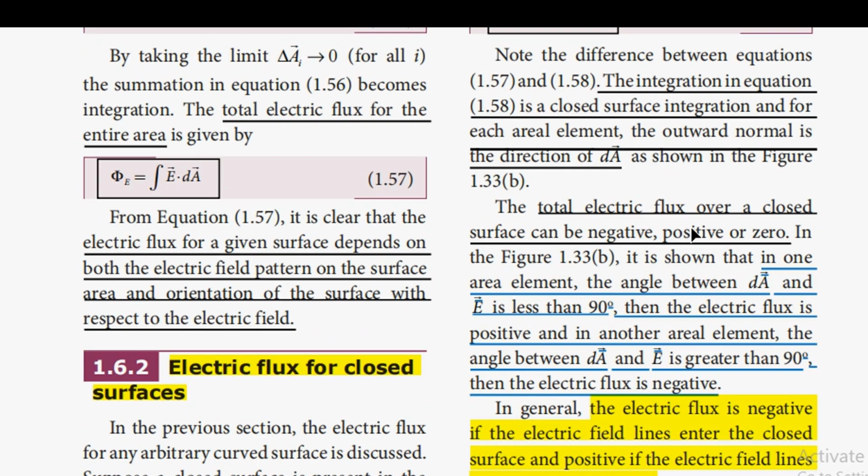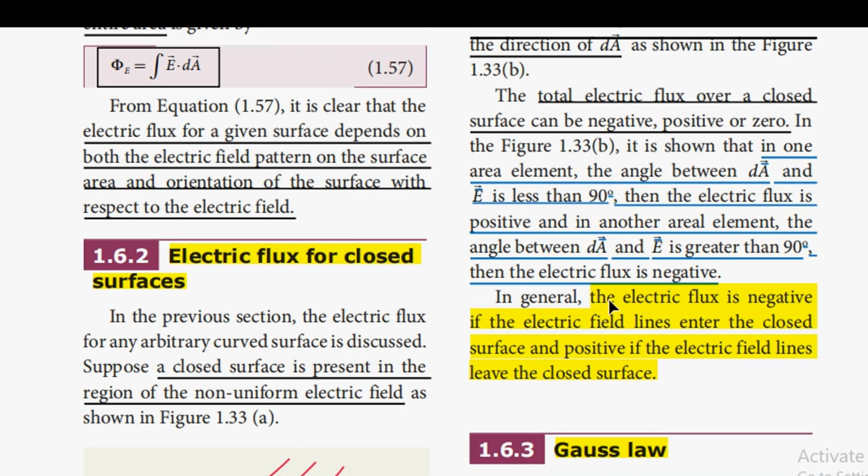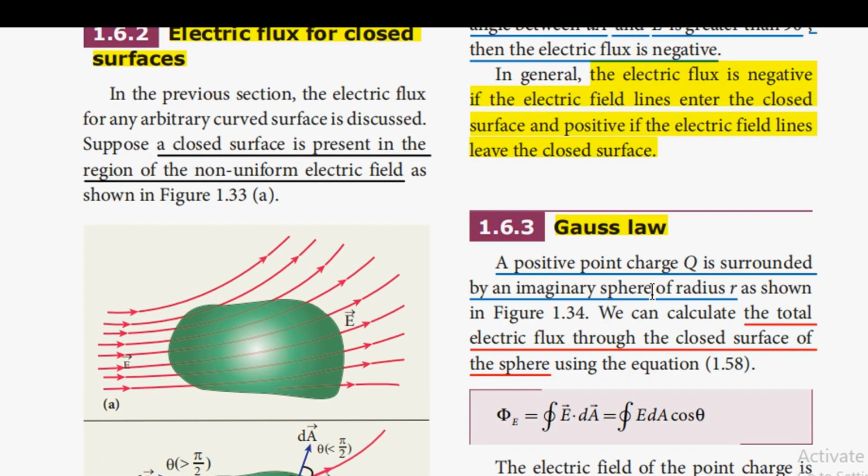The total electric flux over a closed surface can be negative, positive, or 0. In figure 1.33b, it is shown that in one area element the angle between dA and E is less than 90 degrees. Then the electric flux is positive, and in another area element the angle between dA and E is greater than 90 degrees. Then the electric flux is negative. In general, the electric flux is negative if the electric field lines enter the closed surface and positive if the electric field lines leave the closed surface.